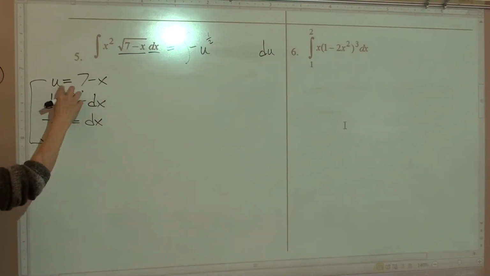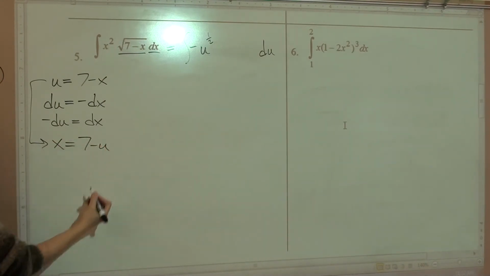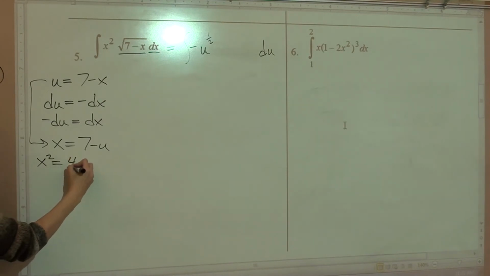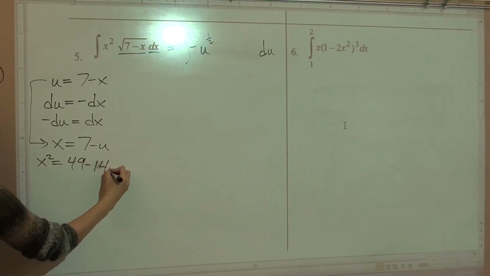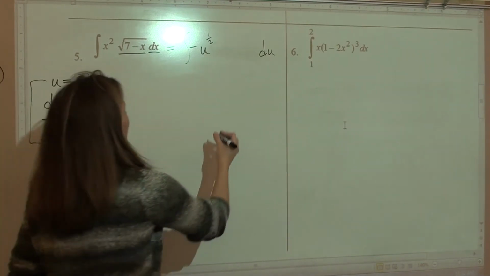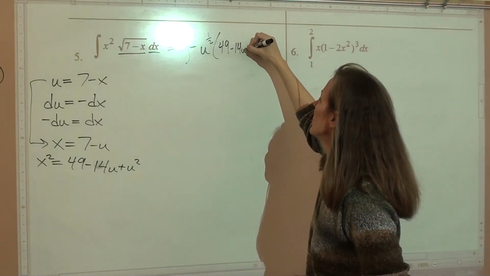So if u is 7 minus x, that means x equals 7 minus u. But I don't want x, I want x squared. So I have to square this. That's FOIL, right? 49 minus 14u plus u squared. And that's what has to go in here. 49 minus 14u plus u squared.